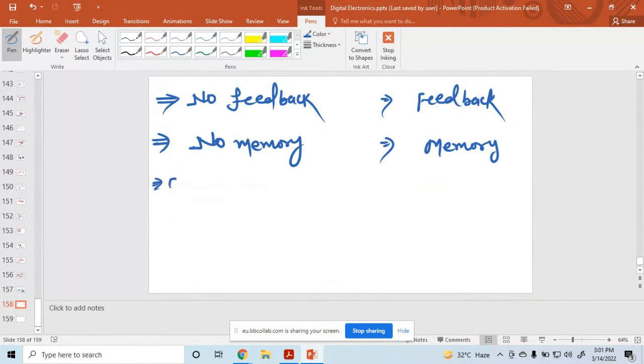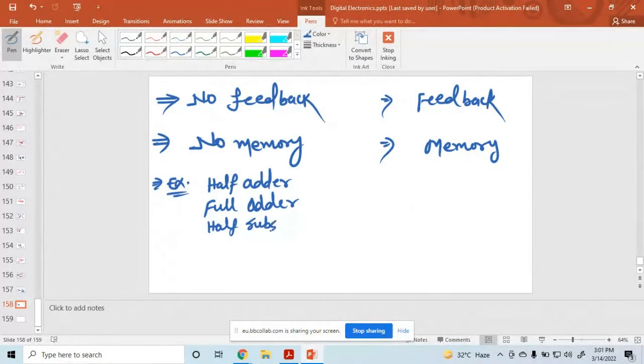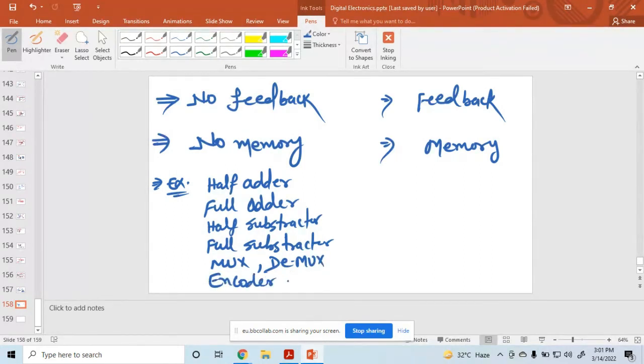Examples of combinational circuits are half adder, full adder, half subtractor, full subtractor, multiplexer, demux, encoder, decoder, etc. So these are combinational circuits.